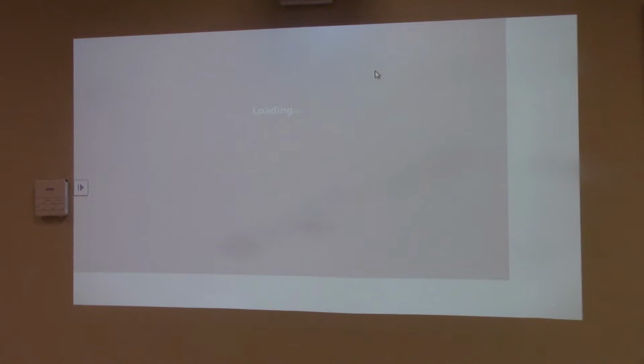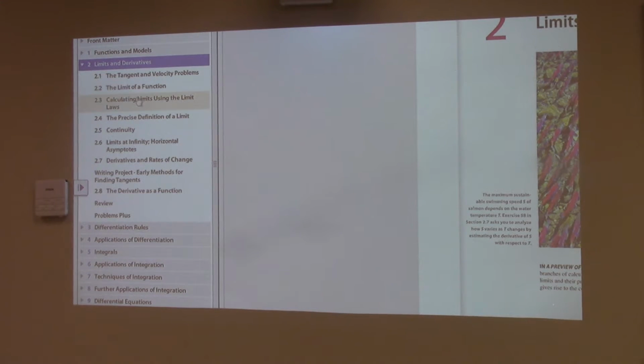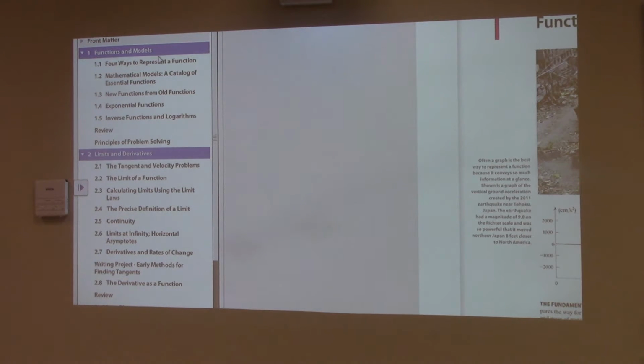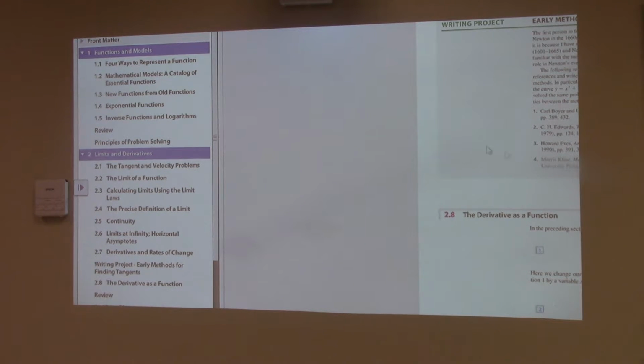Right now, I'll tell you what sections we just finished. We just did the limits, which is 2.2 and 2.3. Make sure I'm on the right chapter. Yeah, we just did 2.2 and 2.3, and I think we're on 2.7 right now. I'm pretty sure we are. Or 2.8. Yeah, 2.8.